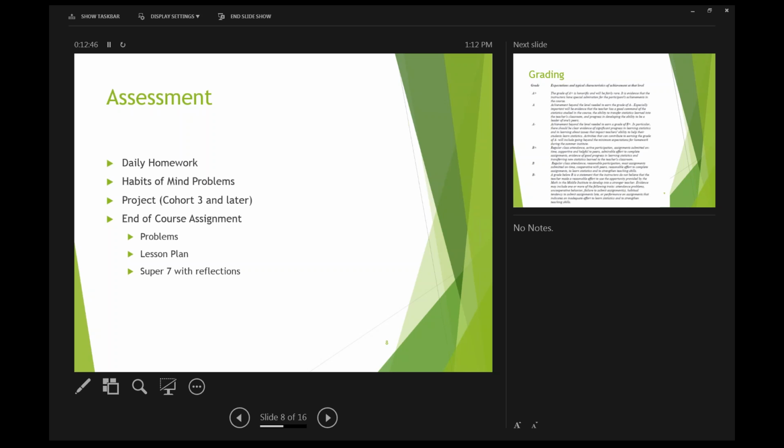The lesson plan was actually the big part of the end-of-course assignment. We asked them to create a lesson plan that involved the active engagement of their students.